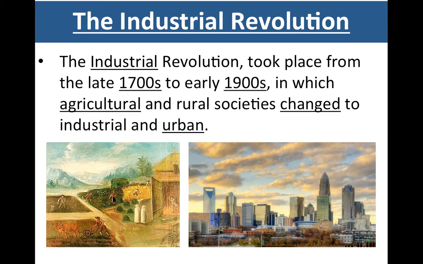The Industrial Revolution took place from the late 1700s to early 1900s, in which agricultural and rural societies changed to industrial and urban. So if you're taking a look at these pictures here, this is what society looked like before as an agricultural and rural society. And then this is what society looks like after. Because of the Industrial Revolution, we have the city of Charlotte. It is an urban area.